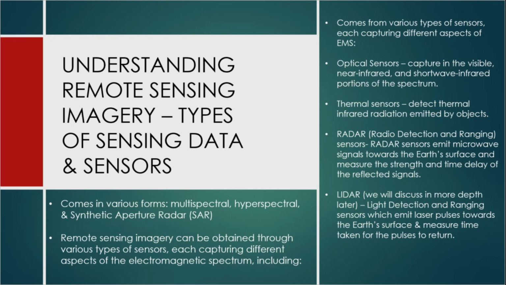And then another sensor, and I'm kind of going down the right on this slide with a little more detail, are thermal sensors. These sensors detect thermal infrared radiation emitted by objects. They're useful for applications such as monitoring temperature variations on the Earth's surface, detecting heat anomalies, and assessing thermal properties of material. Radar, radio detection and ranging sensors, that's another type of sensor.